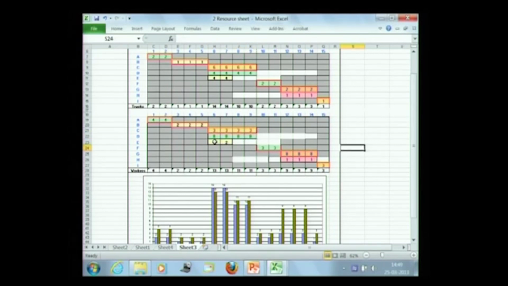So E can now move because H has actually gone to the end. So let us move E to the late start, and it can move all the way to here.